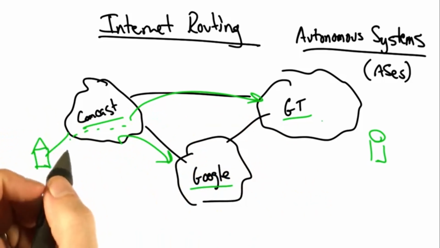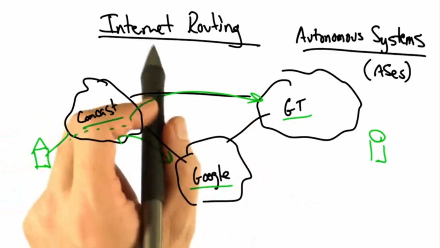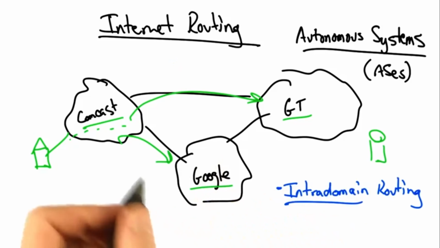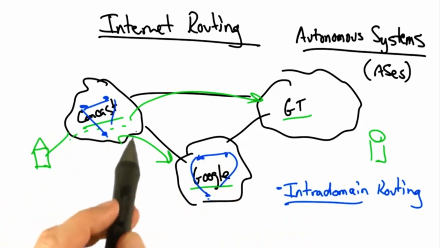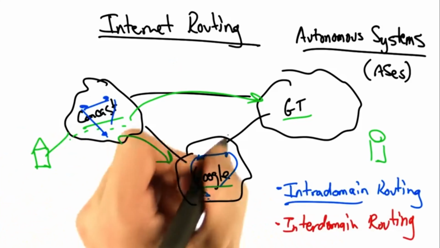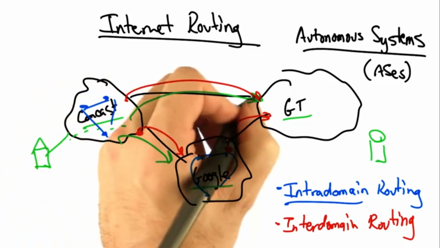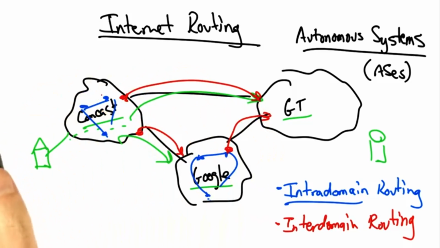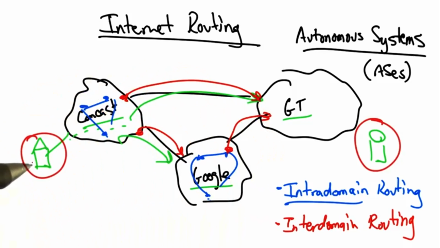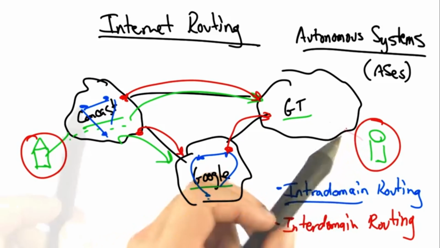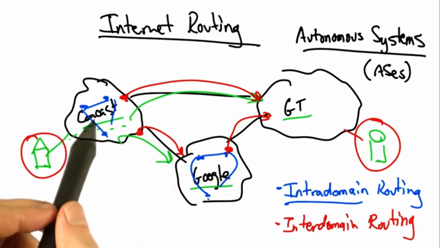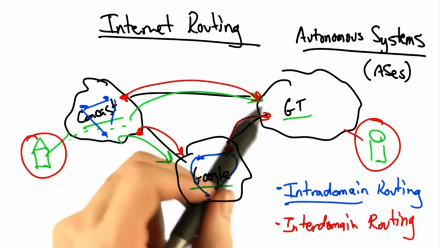This process of internet routing actually involves two distinct types of routing. One is intra-domain routing, which is the process by which traffic is routed inside any single autonomous system. The other is inter-domain routing, which is the process of routing traffic between autonomous systems. So computing a path between a node in an ISP like Comcast and another node in a network like Georgia Tech's involves computation of both intra-domain paths and inter-domain paths.